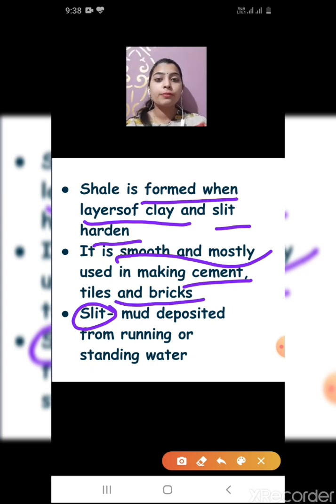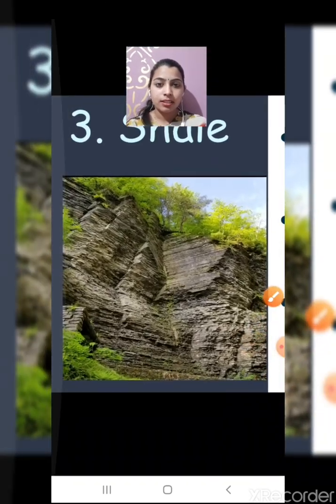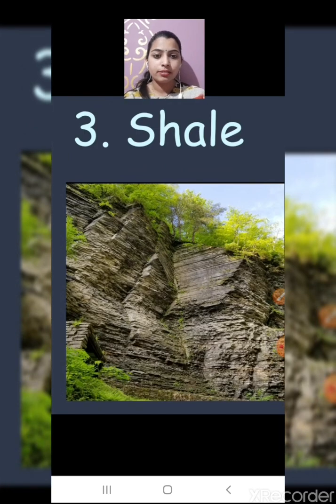Shale is formed when the layers of clay and silt harden, meaning they become hard. It is soft and mostly used in making cements, tiles and bricks. Alright? See, this is shale.